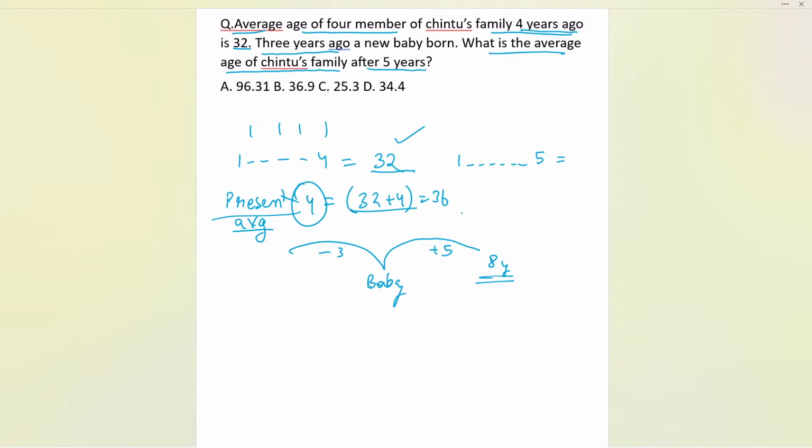Now, here we will be writing the sum of the ages of these 4 people only. So that will be 36 multiplied by 4 over here. And you will get 4 times 6, 24.